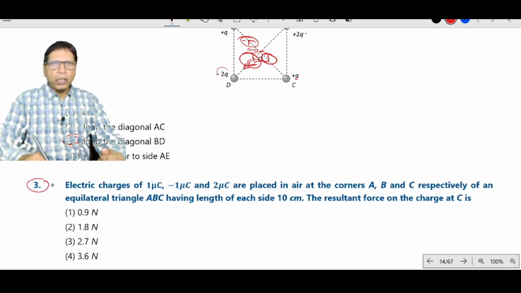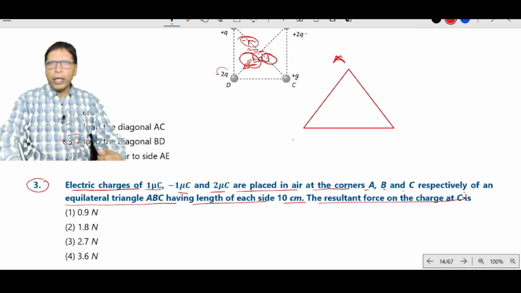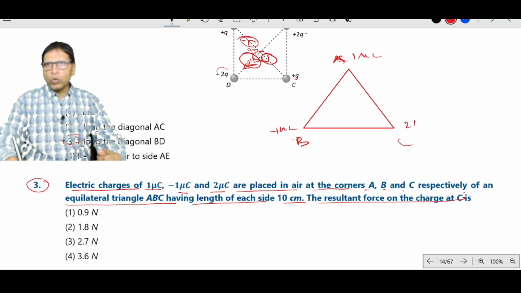Question number 3. Electric charges 1 microcoulomb, minus 1 microcoulomb, 2 microcoulomb are placed in air at the corners A, B, C respectively of an equilateral triangle ABC having length of each side 10 centimeter. The resultant force on the charge C is, okay, look at it, this is point A, this is point B and this is point C. Here this is the 1 microcoulomb charge, this is the minus 1 microcoulomb and this is the 2 microcoulomb. Now we have to calculate the resultant force on the charge at C.